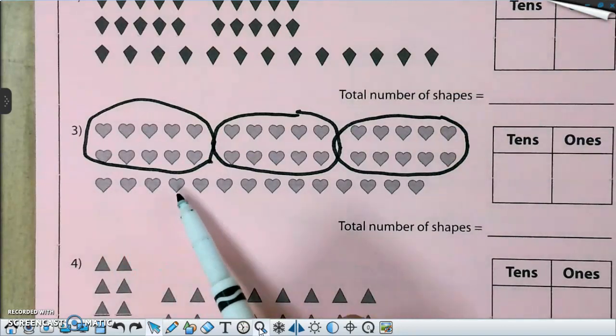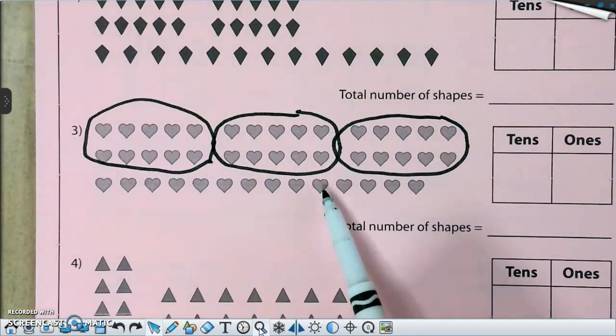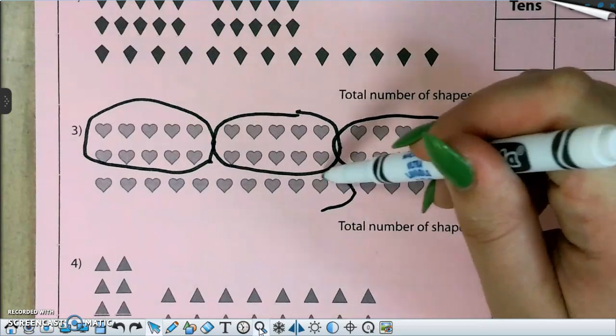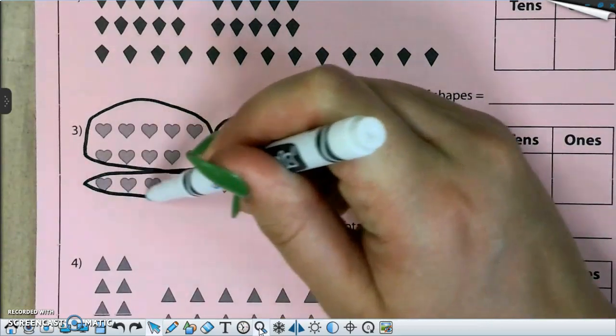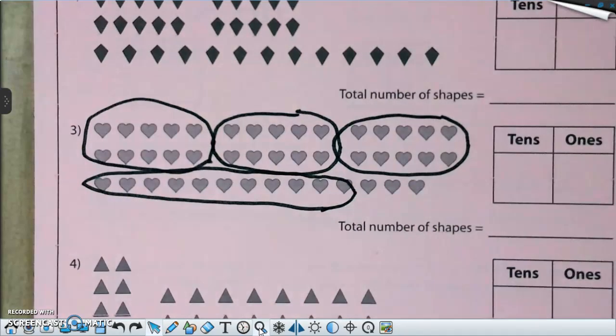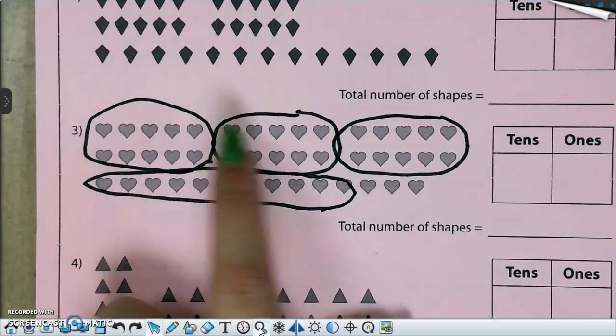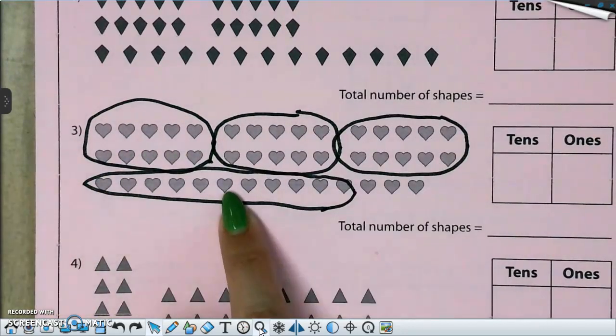1, 2, 3, 4, 5, 6, 7, 8, 9, 10. And then they will write the total amount of 10s. How many 10s do I have? I have 1 10, 2 10, 3 10, 4 10s.